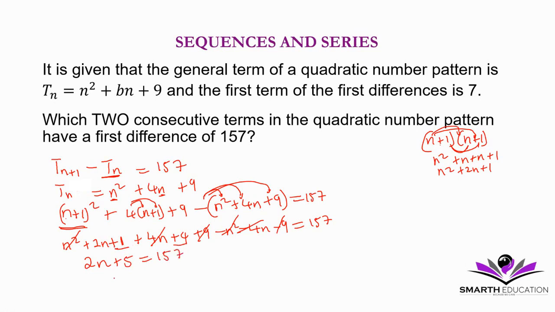Subtract 5 from both sides of the equation. 2n is equal to 152. And then divide by 2 on both sides of the equation. So n is equal to 76. So it means we have Tn plus 1 and Tn. So Tn plus 1 will be T77, then Tn is T76. So therefore, between T76 and T77.